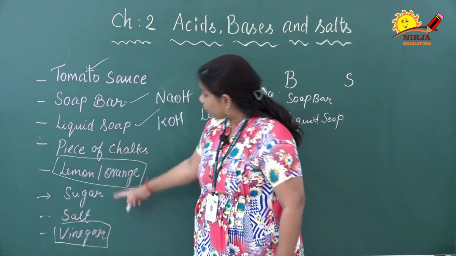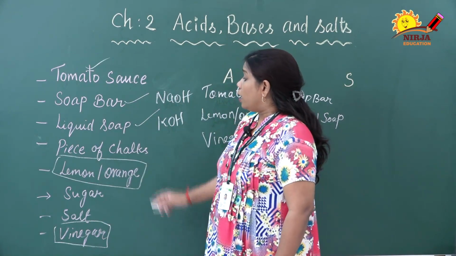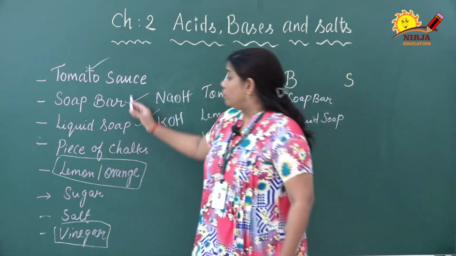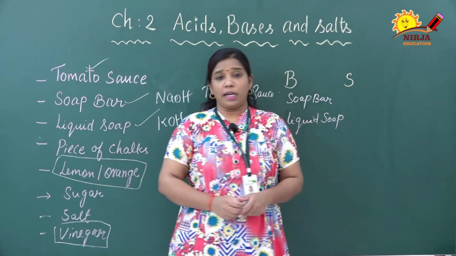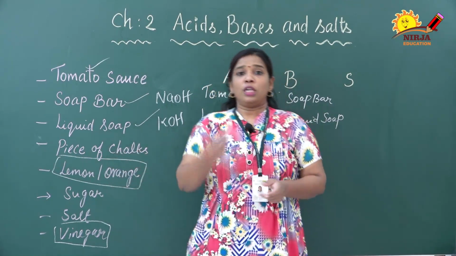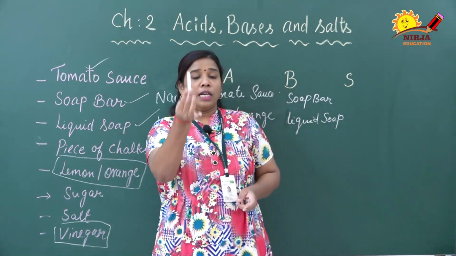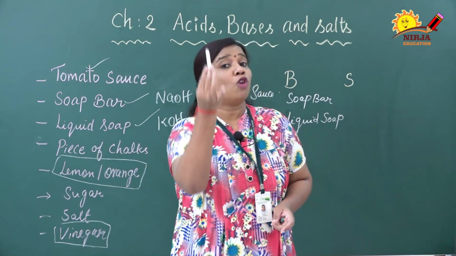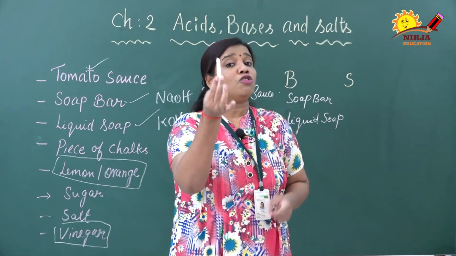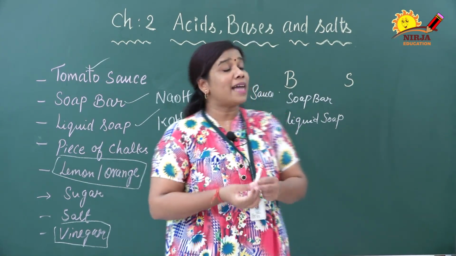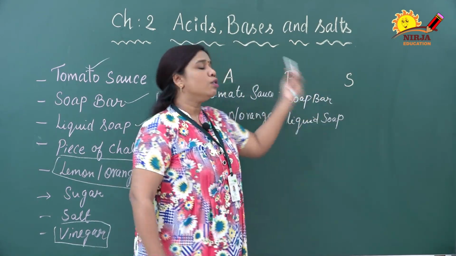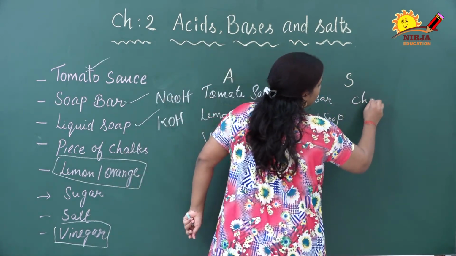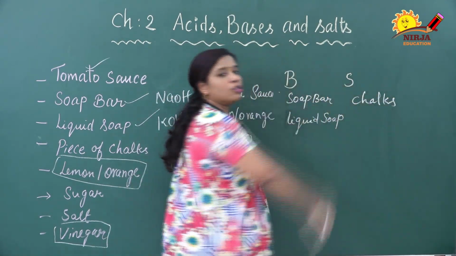Next we have to check the remaining substances. The next one is the piece of chalk. The chalk is made up of calcium carbonate. This calcium carbonate is not an acid, not a base. What is that? Yes, of course it is a salt. So I am keeping chalk in the category of salts.